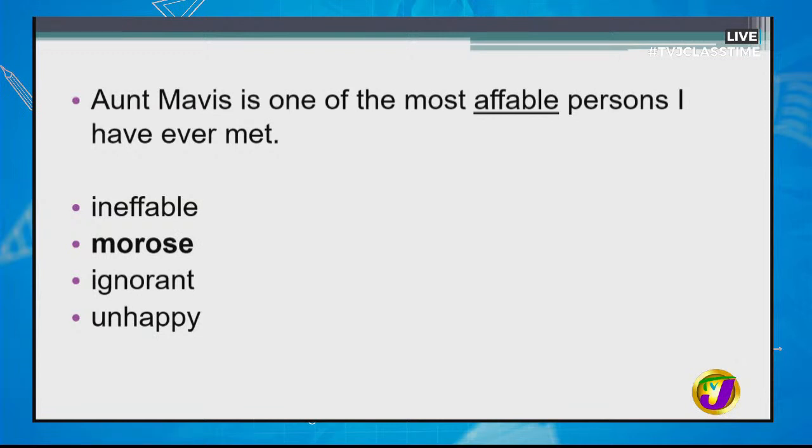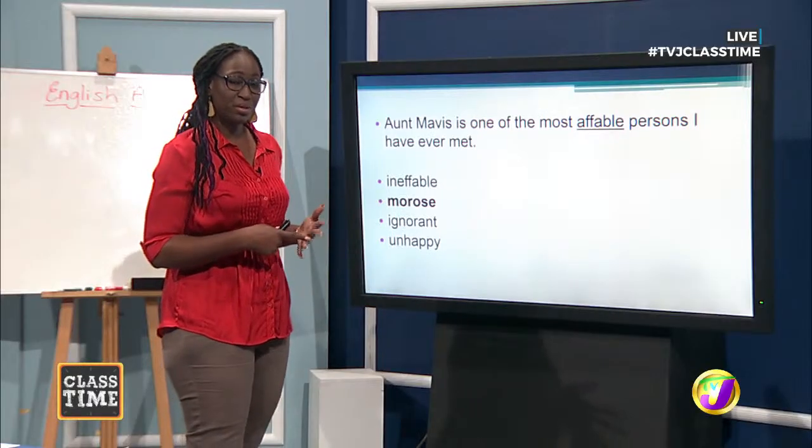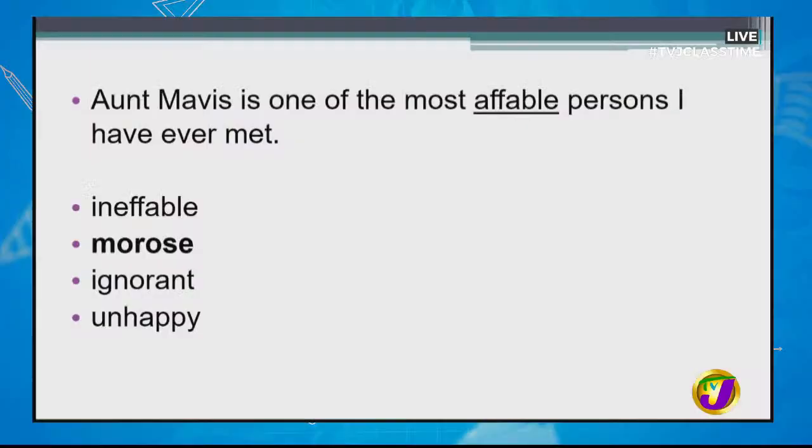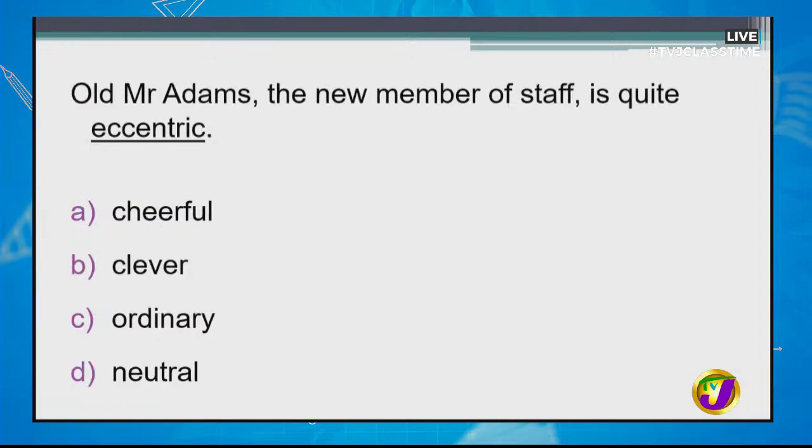Morose. Someone who is affable is someone who is friendly, someone who is approachable, someone who has a positive outlook. Someone who is morose is the total opposite of that. Unhappy is a good guess, but again, unhappy is just one layer. Unhappy just says the person is unhappy. It doesn't say that they're necessarily unpleasant. It doesn't necessarily say that they are unapproachable. Someone who is morose is all these things. They have a completely negative outlook on life, whereas someone who is affable is very optimistic, very upbeat. All right, so let's look at the next sentence.